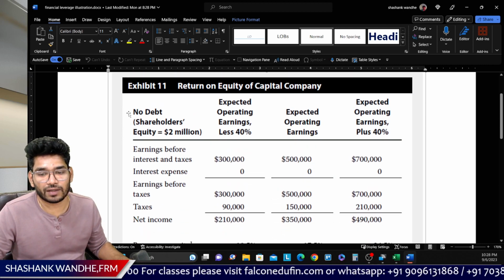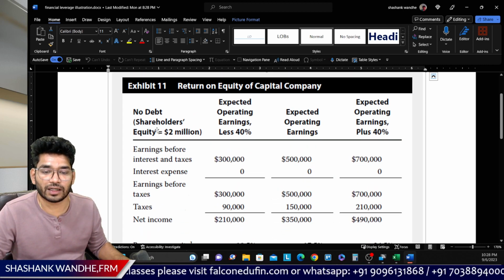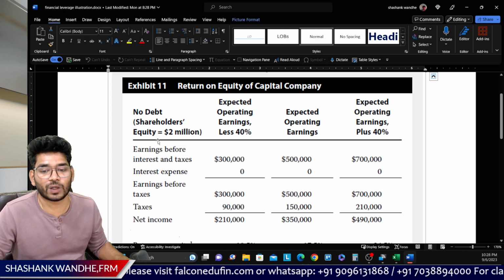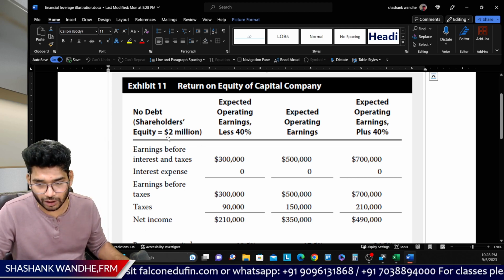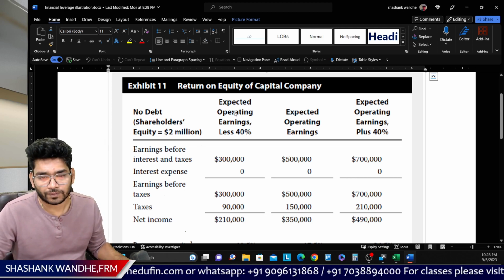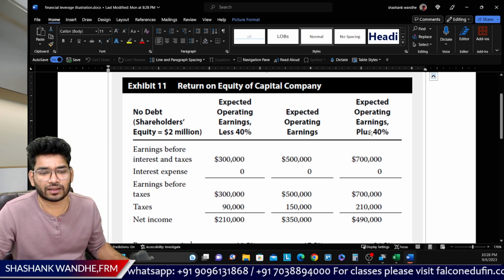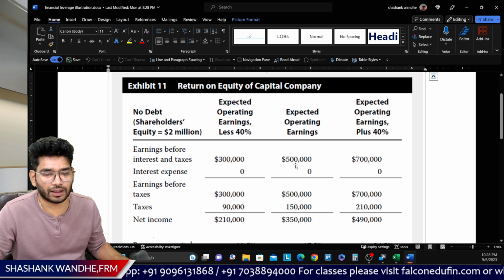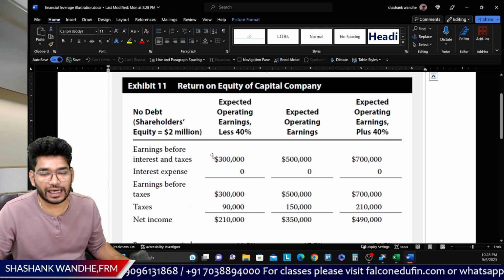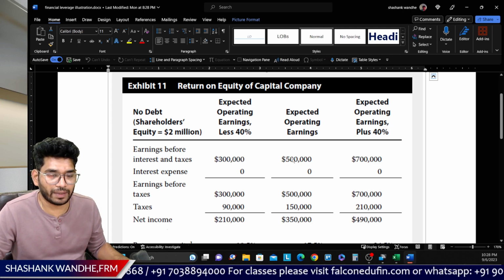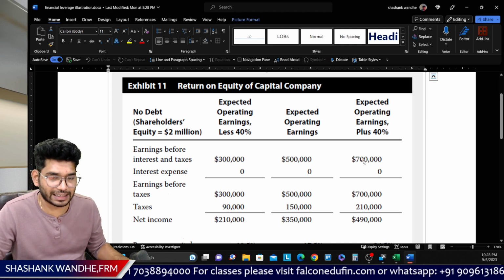In situation number 1, we are starting with no debt. So the company is 100% financed by equity, and total equity is $2 million. Now, the expected earnings are given here. Simply, this is the EBIT. Okay, so 3 lakh EBIT, 5 lakh and 7 lakh.